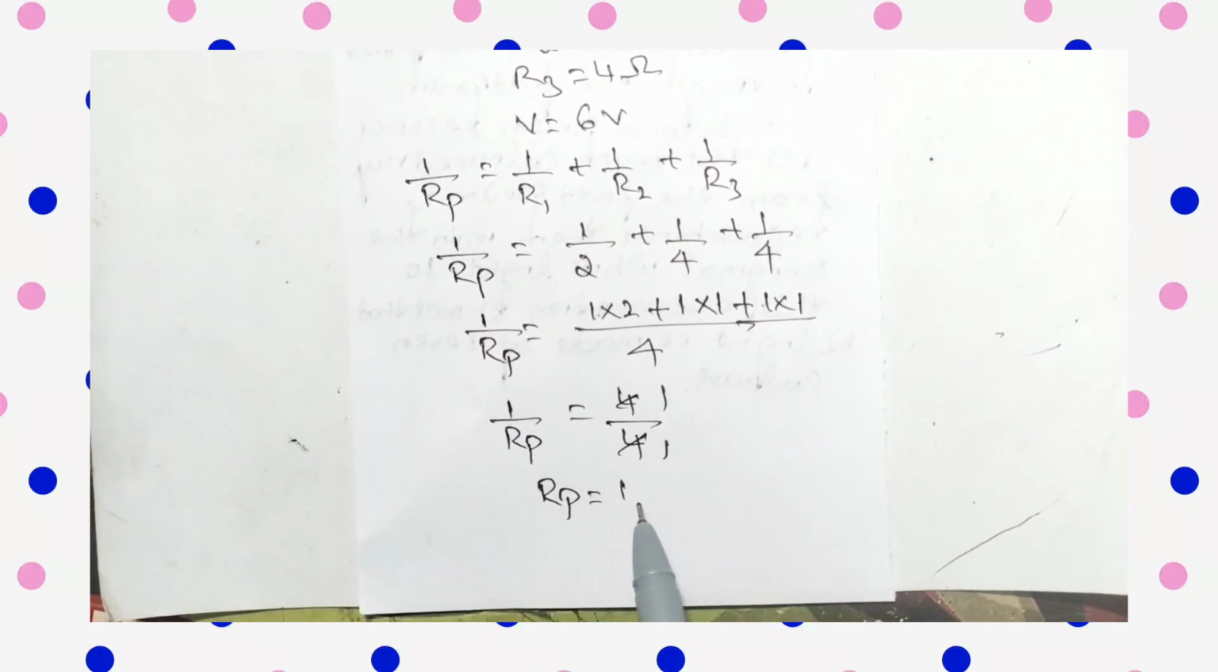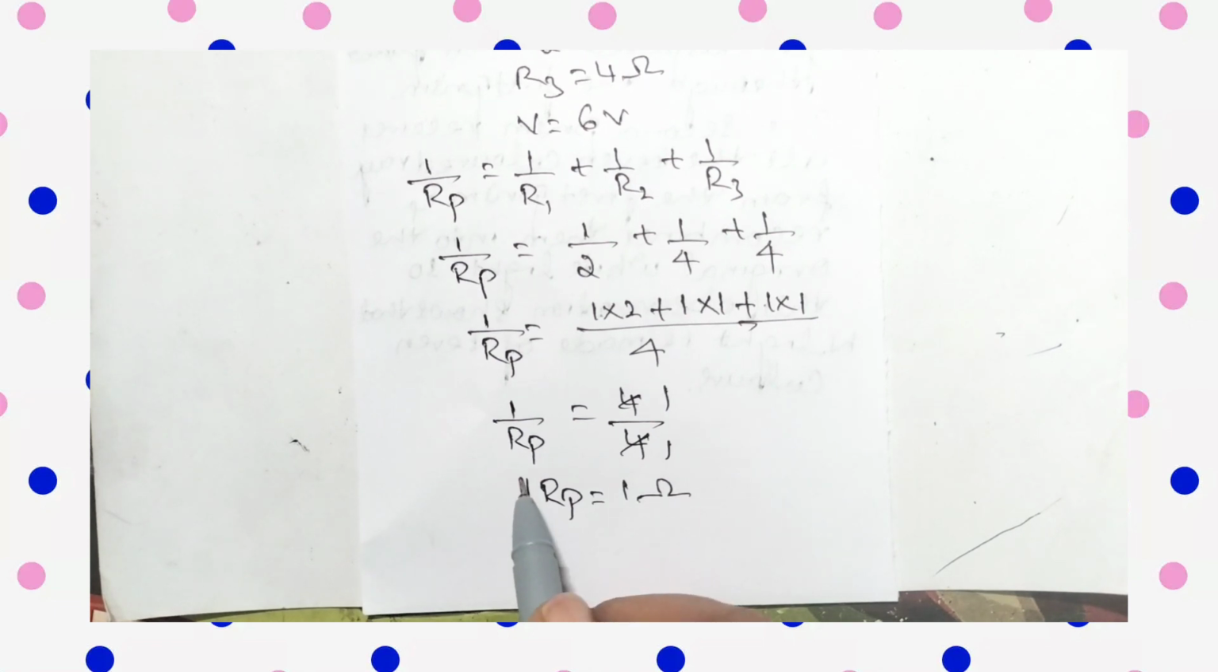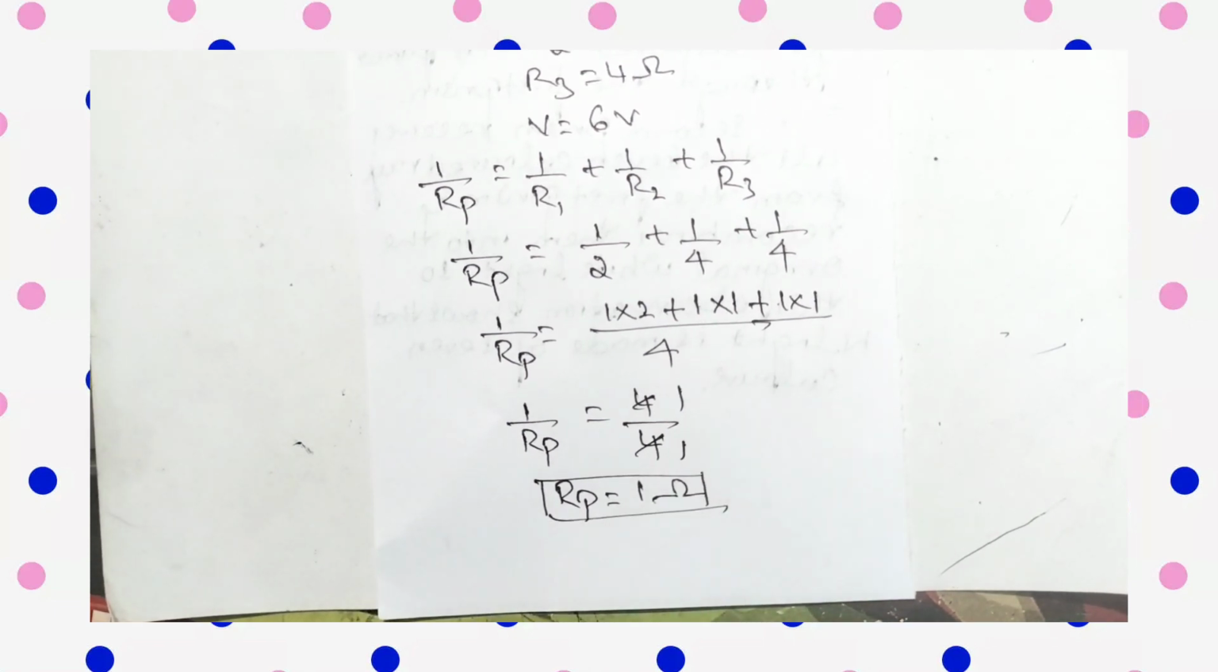Reciprocal of 1/1 is 1. Therefore, the total circuit resistance is 1 ohm. So 1 ohm bantu total circuit resistance.